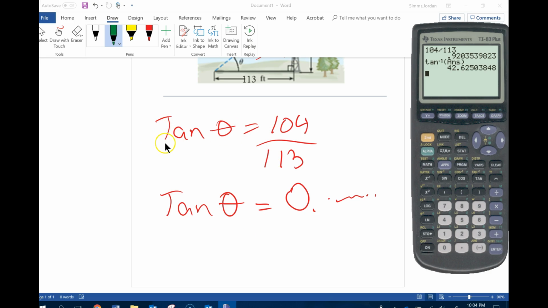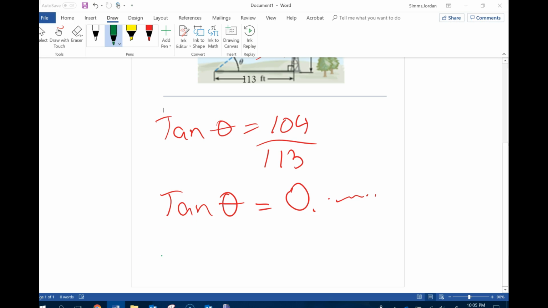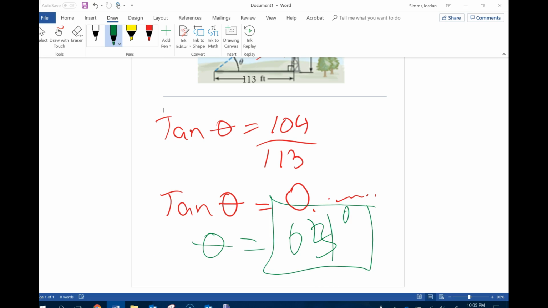Remember that all of our trig functions, sine, cosine, tangent, are ratios, and we can approximate those with decimals if you have to, but when we're asked to find the angle, you have to do the opposite trig function to get theta by itself. So in this case, I would say theta equals 63 degrees or 64 degrees or whatever we had there. Just make sure you round appropriately.